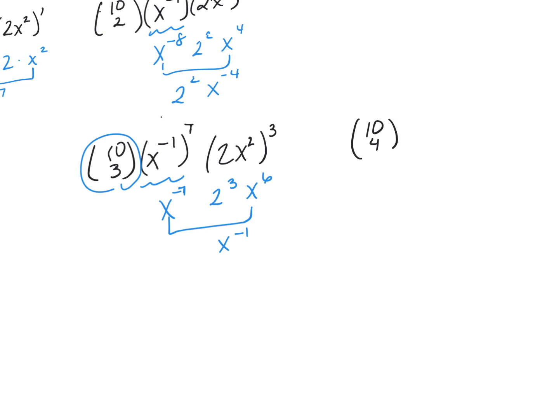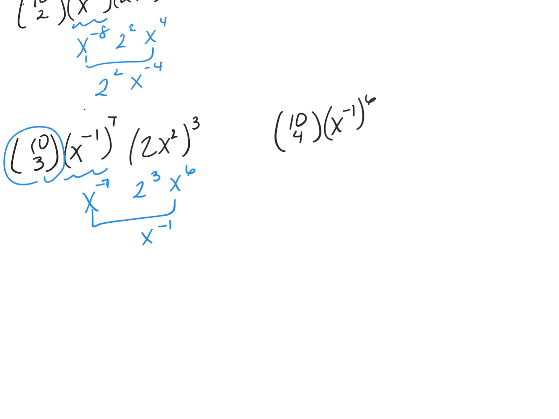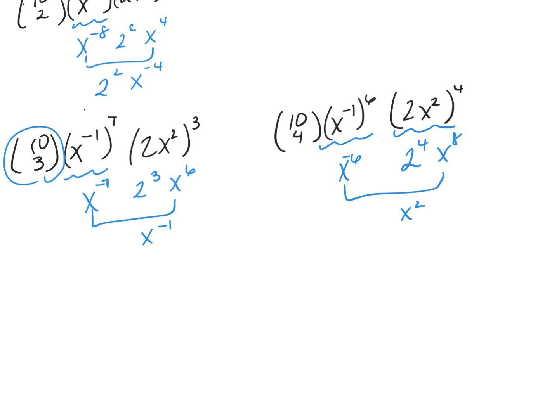10 choose 4, x raised to the negative 1 raised to the 6th power, and then I have 2x squared raised to the 4th power. These two give me x raised to the negative 6. This gives me 2 raised to the 4th, x raised to the 8th. These combine to give me x squared. Now, they want the constant. Clearly, I don't have a constant yet again. But if they wanted the term that has x squared, then I would have found it. If they wanted the term that has x raised to the negative 1, I would have found it. This isn't going to have a constant either.